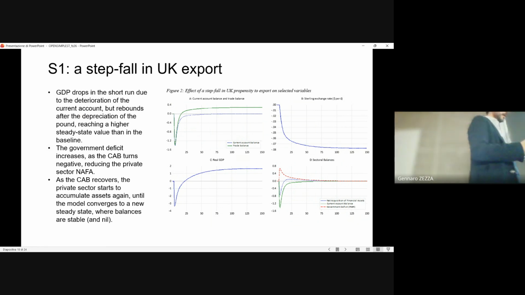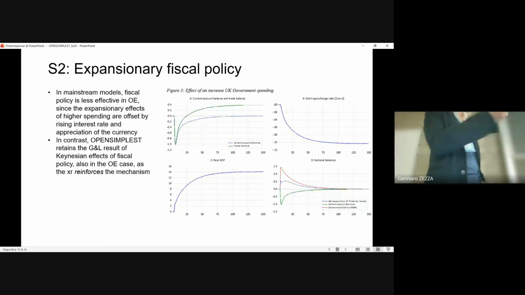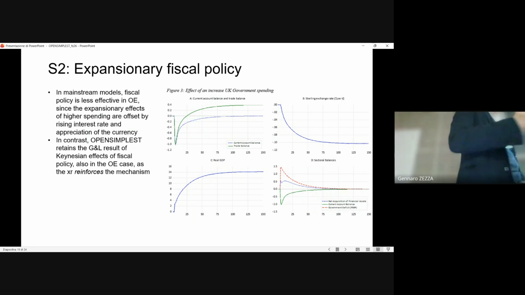So the first example is a step for the export of the UK. And this is very standard. This is one of the reasons why their model was novel. They challenged the Mundell-Fleming type of discourse. Not much in this scenario, which is quite standard, but in the one about expansionary fiscal policy. One of the main results of the Godley-Lavoie model, and also the one from Carnevali, was that expansionary fiscal policy is indeed expansionary also in the case of an open economy.